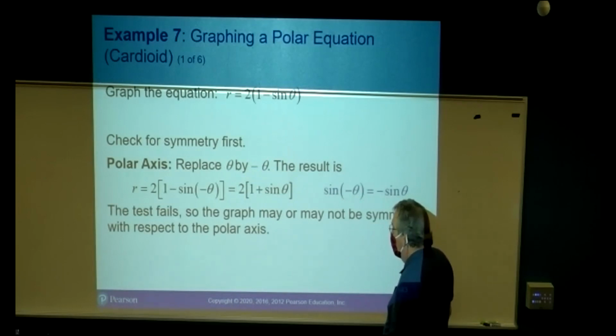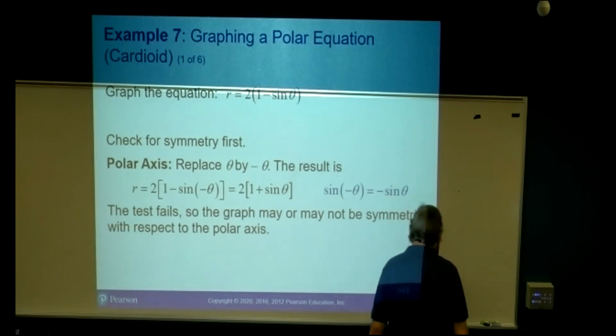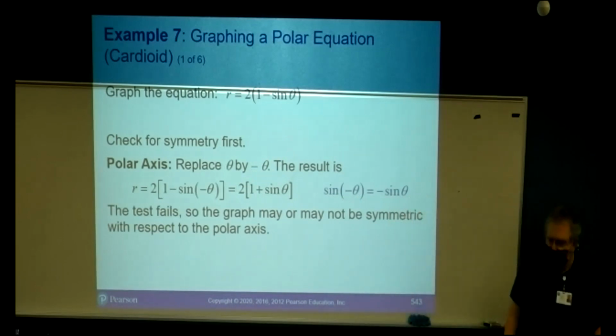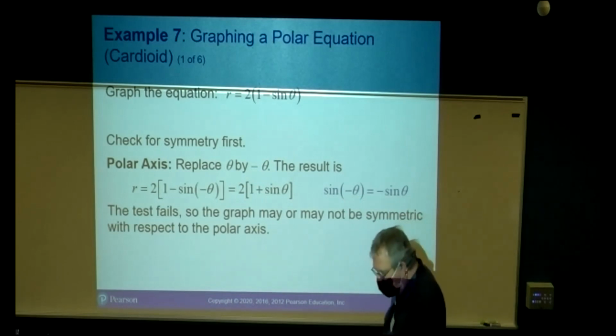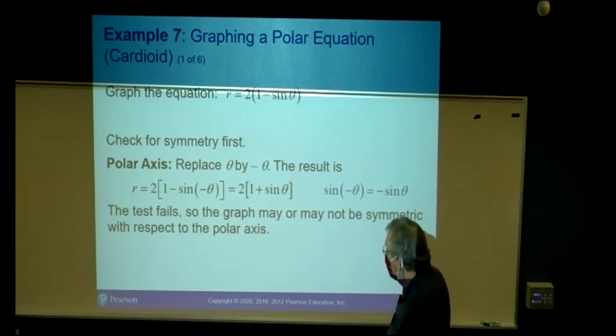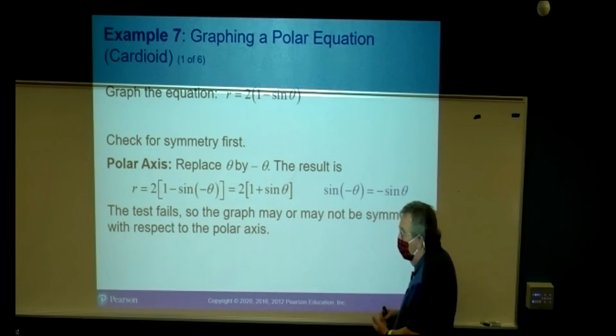So if the test fails, the graph may or may not be symmetric with respect to the polar axis. So this process only tells you definitively if it is. It doesn't tell you definitively it is not. So if it fails, then the graph still might be symmetric with respect to the polar axis, but this test did not specifically show that.